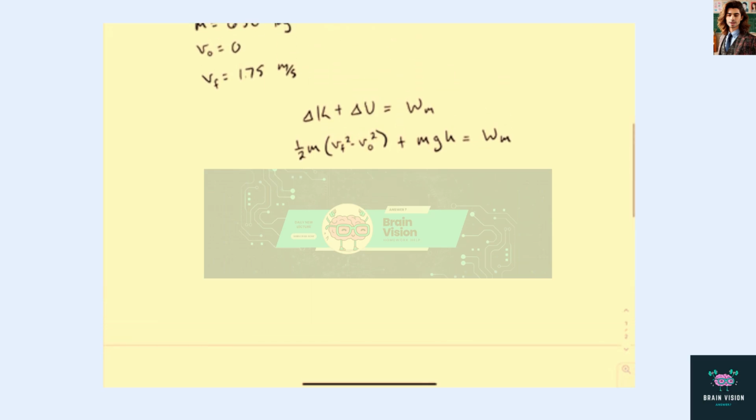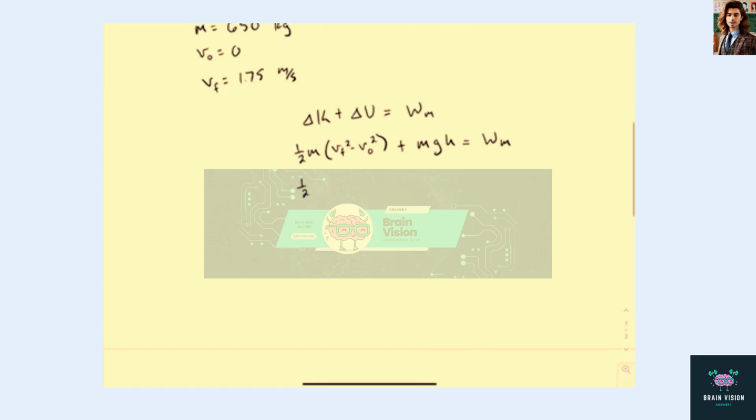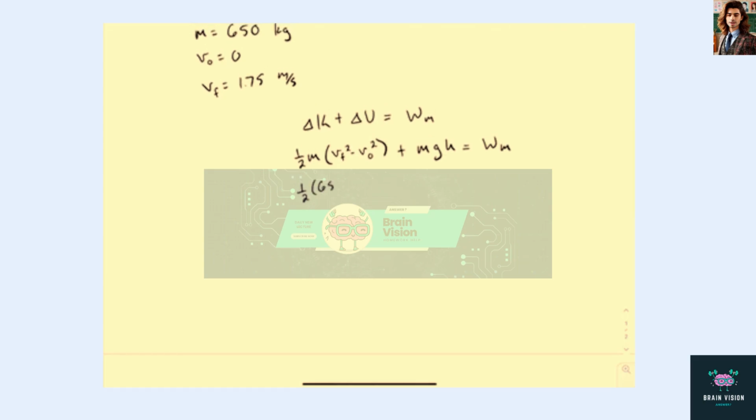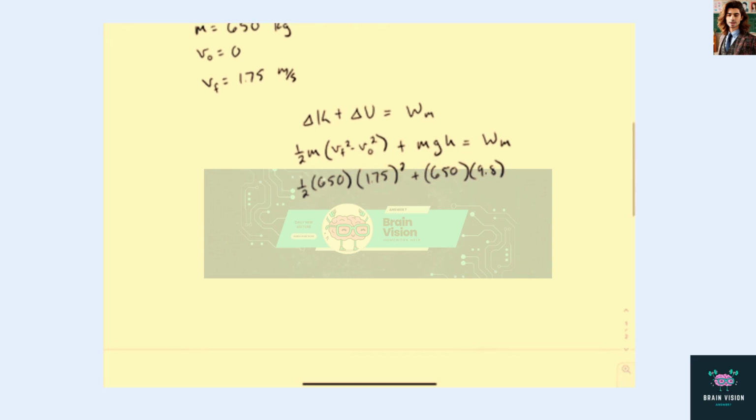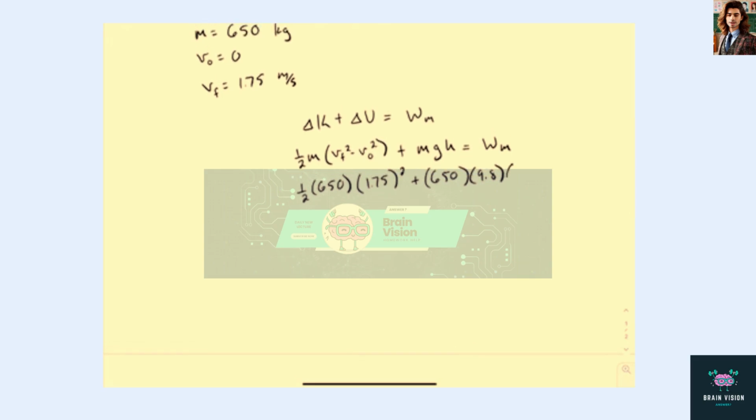So this is going to be 1/2 times 650. Now, the initial velocity is 0, so that doesn't factor into this calculation at all, so we just need 1.75 squared plus 650 times 9.8 times, and we don't know the height. That's the only thing we need, is the height.